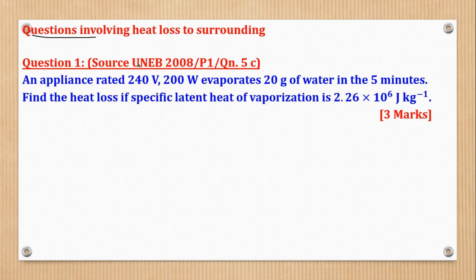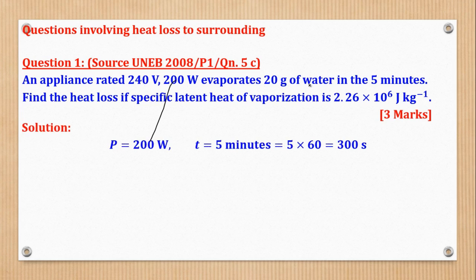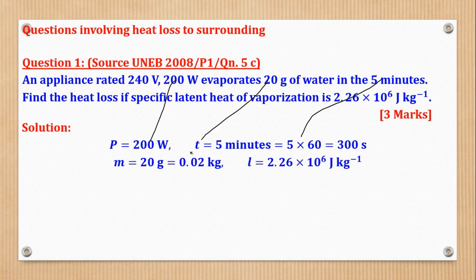So we shall start with question 1, which came from UNEB 2008 paper 1 question 5C, and it says an appliance rated this evaporates 20 grams of water in 5 minutes. Find the heat loss if specific latent heat of vaporization is that. So you say that this is what was given: power is that, time 5 minutes, you convert to seconds, then the mass in grams, convert to kilograms, and the specific latent heat of vaporization.